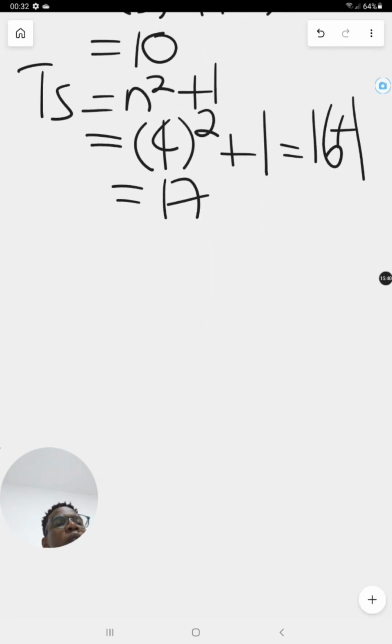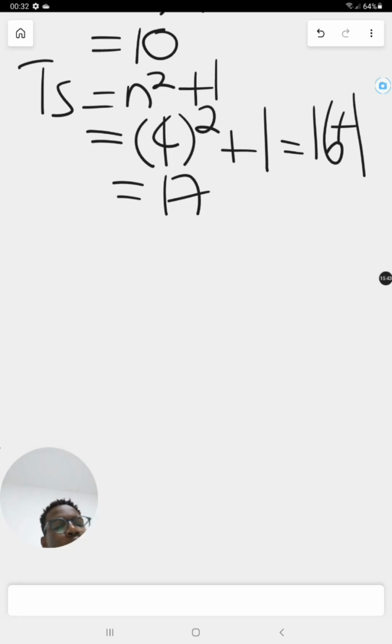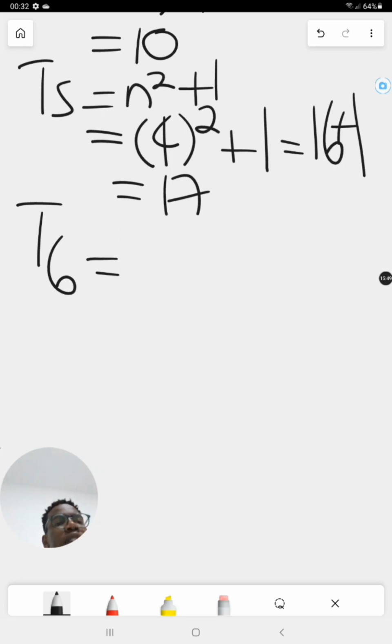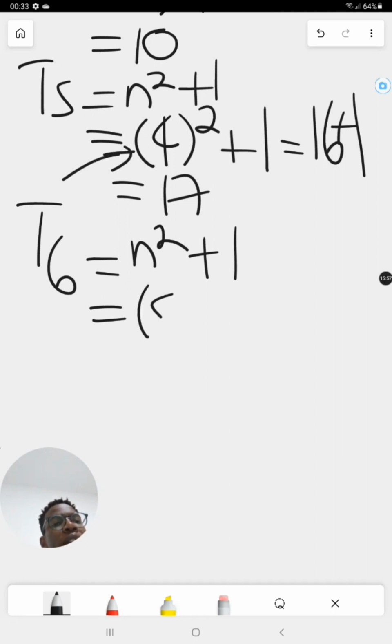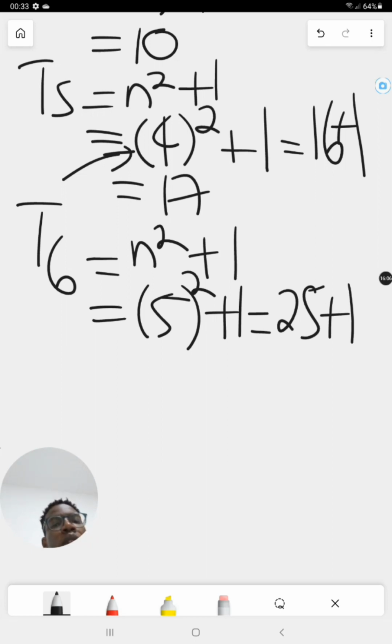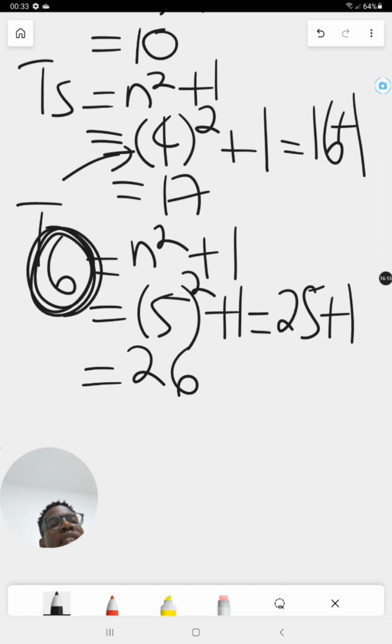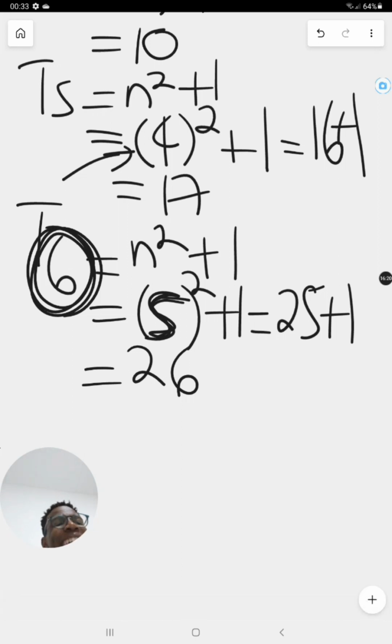Then we go to T6. This one is a bit of a long one. Term number 6: in place of n, the last value we used was 4, so now we use 5. 5 squared plus 1 gives us 25 plus 1, which is 26. We don't stop at this 6 here. n has to be 6, and n is currently 5. This is just the term number, it means term 6. It doesn't mean that n is 6.